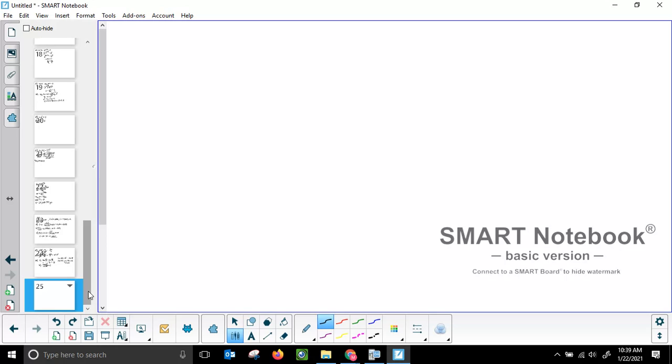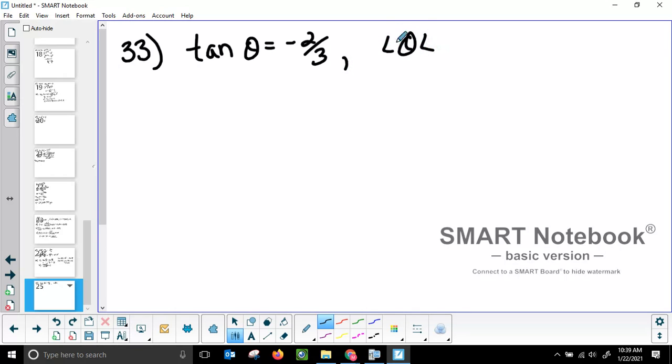(31) Find the exact value of each of the remaining trigonometric functions given. All right, so given that tangent of theta is equal to negative 2/3, and that theta is between pi over 2 and pi, which basically tells me I'm in the second quadrant.